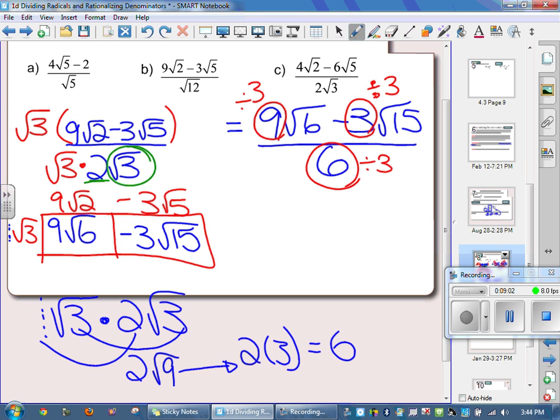So my final answer is going to be 3 root 6 minus, I have a hidden 1 now, root 15 in front of my root 15, and my bottom number is now going to become a 2. This would be my final answer in simplest form.